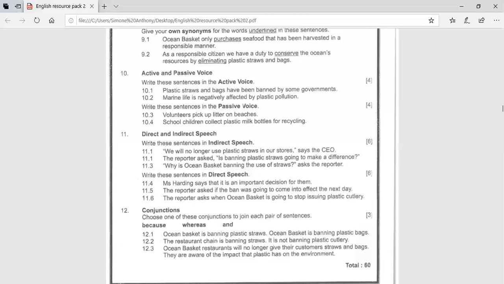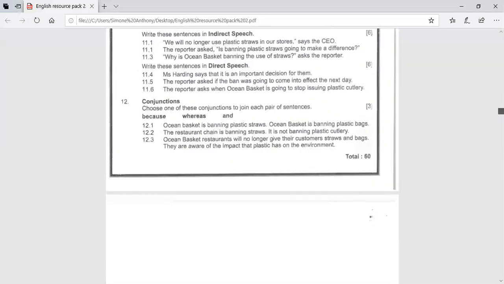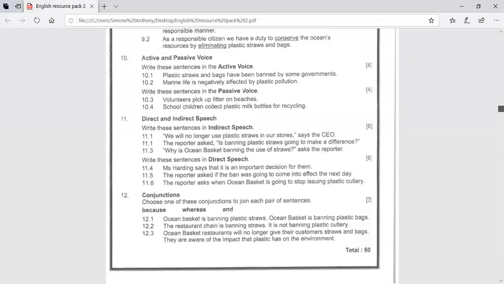So that concludes our examination paper, and I hope this lesson assists you in understanding what is expected from you in the examination. Please take care, and I will be posting other lessons with regards to your resource pack.